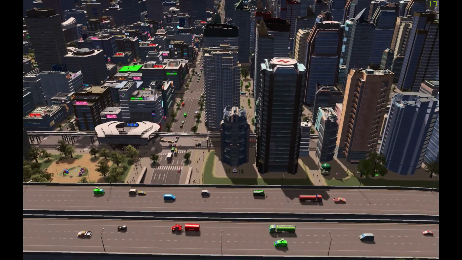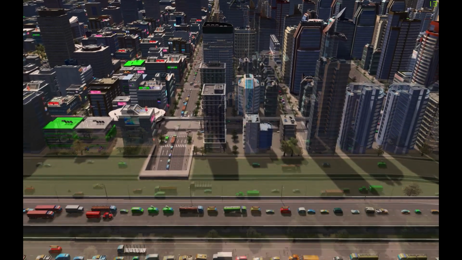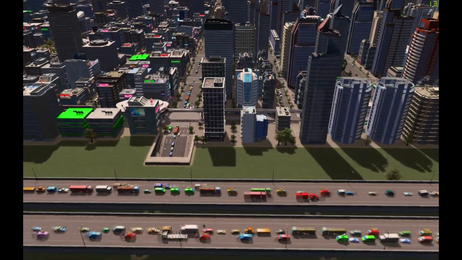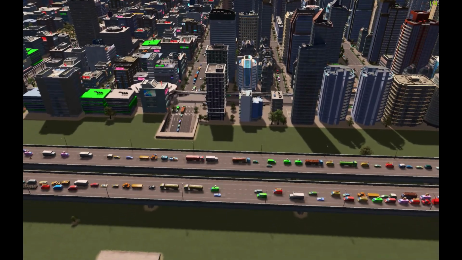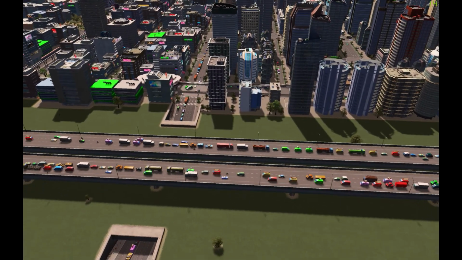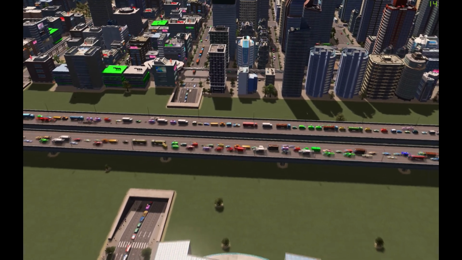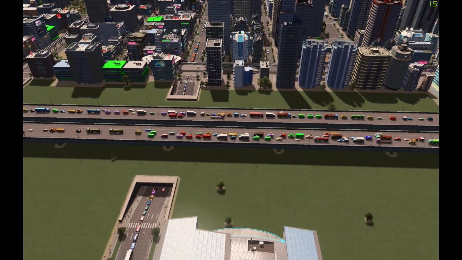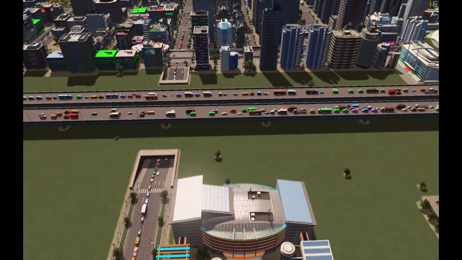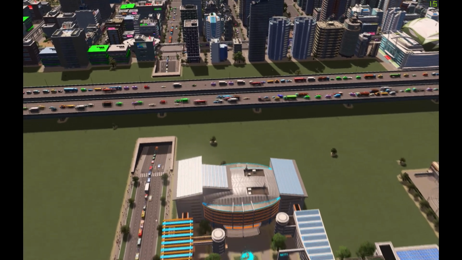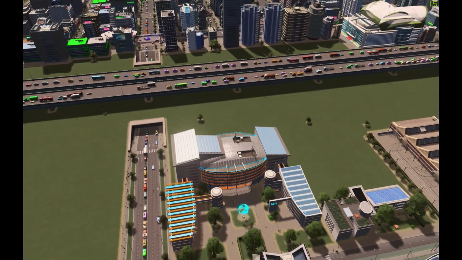This was after. This was before. You see 12, 13 frames per second? You know why that is? In this case, it's because all these vehicles, they're all carrying timers. They're all carrying different timers, along with all these pedestrians. It's just too much to handle.